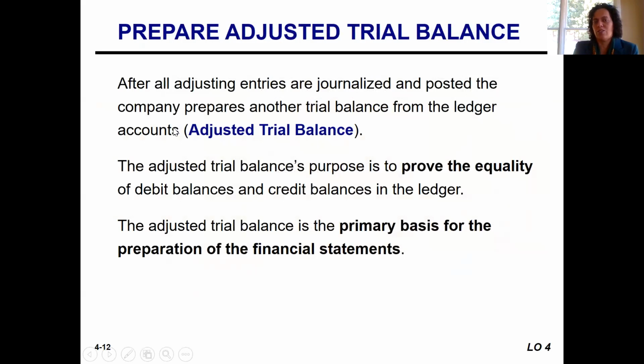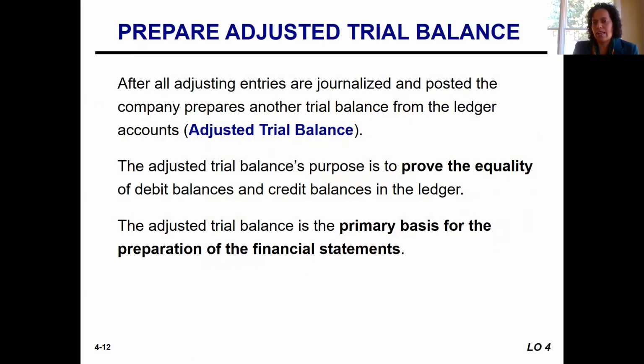So after you've done all your adjusting entries, you will post it into the ledger and then create a trial balance, which is called the adjusted trial balance. The trial balance again serves to prove equality, that debits and credits are equal. And this is the basis on which you prepare your financial statements.